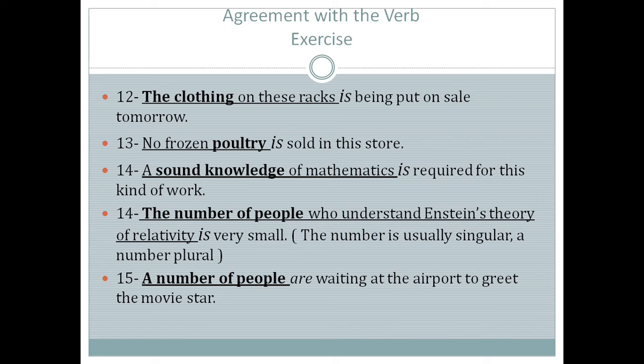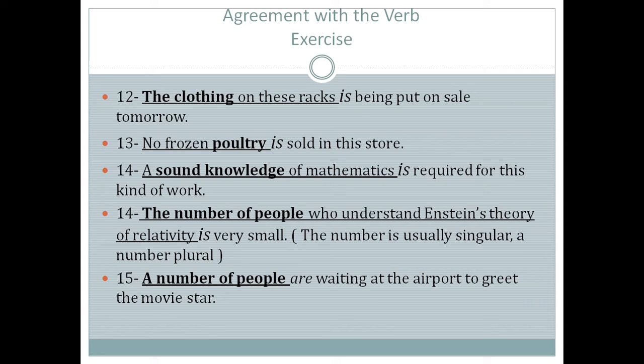14. The number of people who understand Einstein's theory of relativity is very small. So be careful here. Between practices there is a rule. The number is usually singular. When we say the number of people, we say the number of people is increasing.